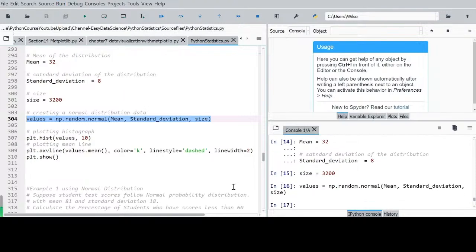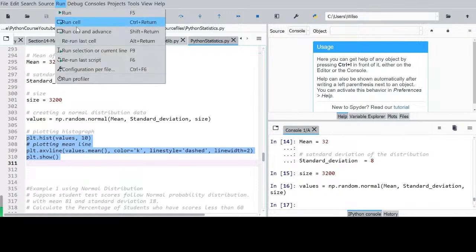So we run this statement. So values have been created. Next we will plot this value in a histogram using matplotlib's plot.hist function, with this value and the number of bins. And we add a vertical line to denote the mean value in the figure.